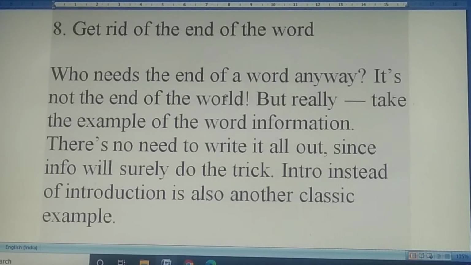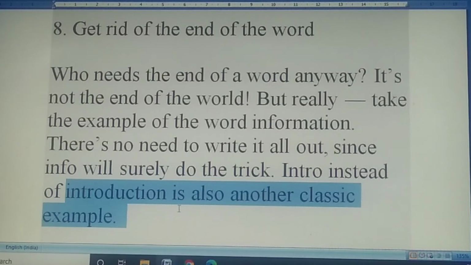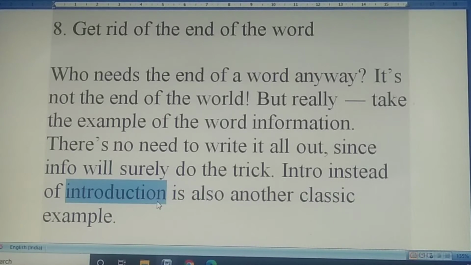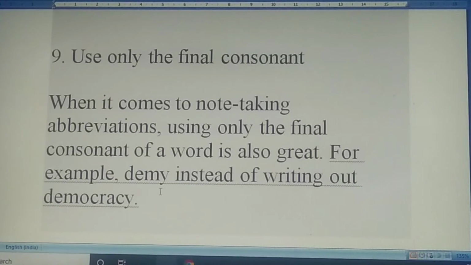Okay, but really take the example of the word information. So that is important. There's no need to write it all out, since INFO will surely do the trick. Okay, INTRO. Yes, it is. Everybody will understand if you write INTRO. INTRO instead of introduction is also another classic example. So read very carefully, children. Read with understanding whatever I am doing in this session. Okay. Next, the 9th point: use only the final consonant.